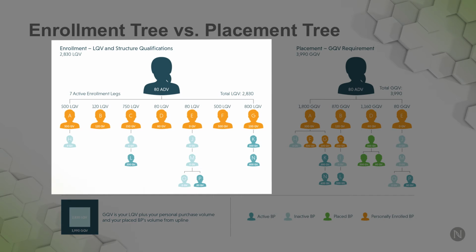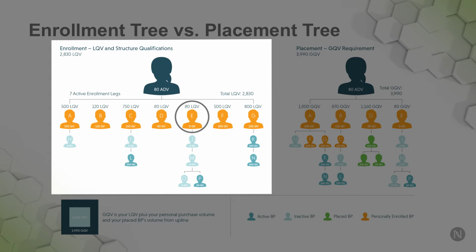So look at enrollment tree. Keep it basic. Let's say in this case I have 7 active enrollment legs. Now if you'll notice that leg 1, 2, 3, 4, 5, my 5th leg, it says 0 QV. And so there's a tendency to think, well, I guess they're not active. But remember, this is an enrollment tree.